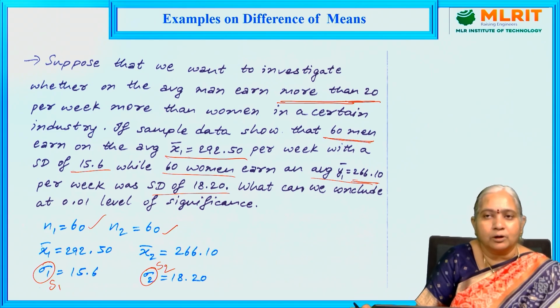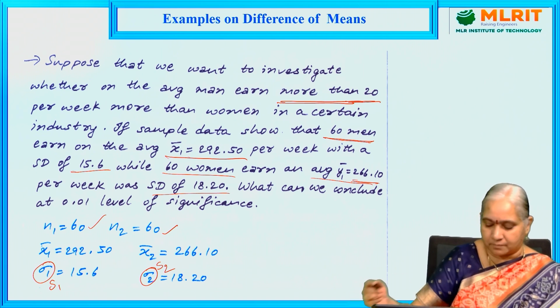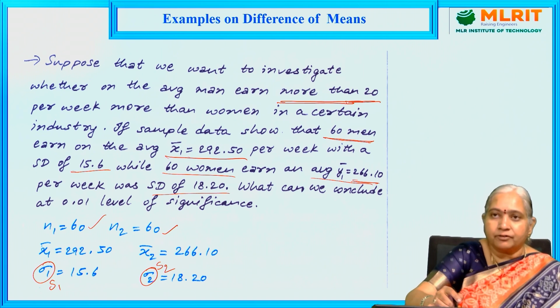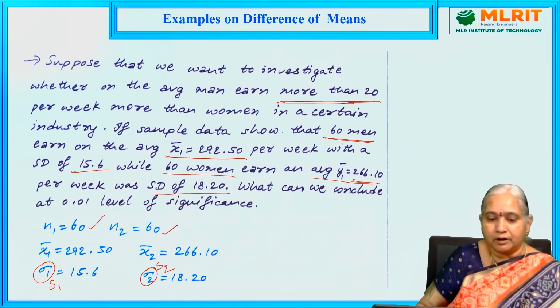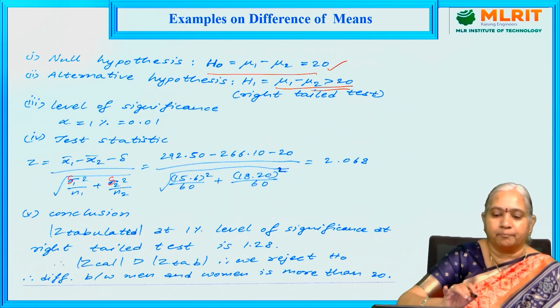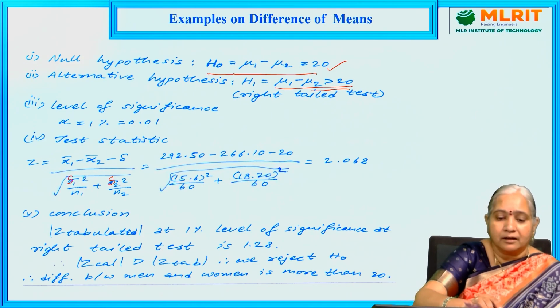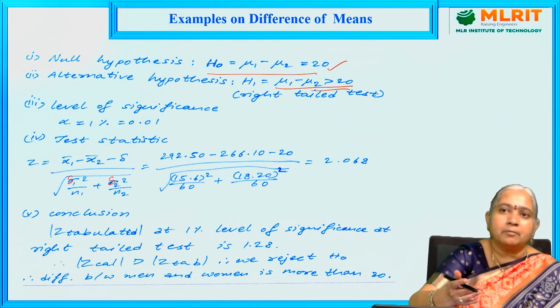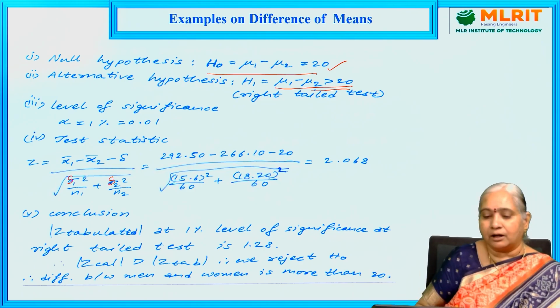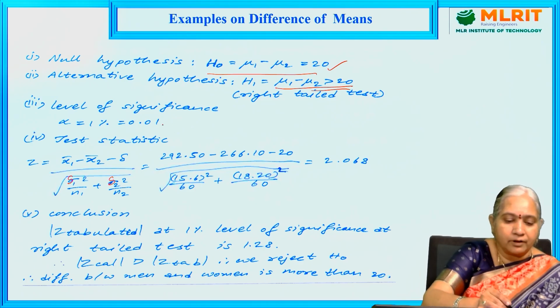Always more than or less than or not equal, all these are alternative hypotheses. So we define that the difference between the average income of men and women is more than 20 rupees, means mu1 minus mu2 is greater than 20. The null hypothesis says the difference is only 20 rupees. Alternative hypothesis, there may be greater than 20 rupees. Level of significance we have taken here is 1%, 0.01.